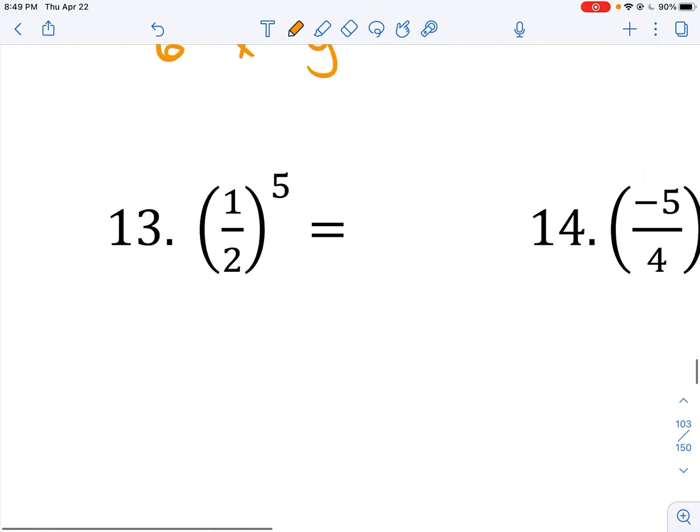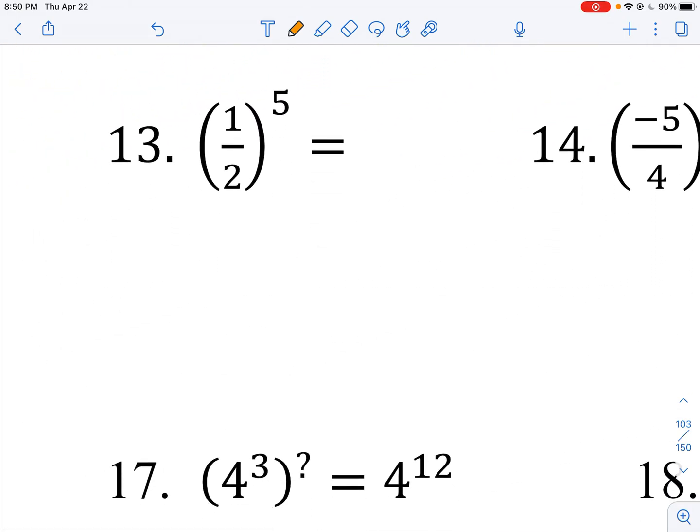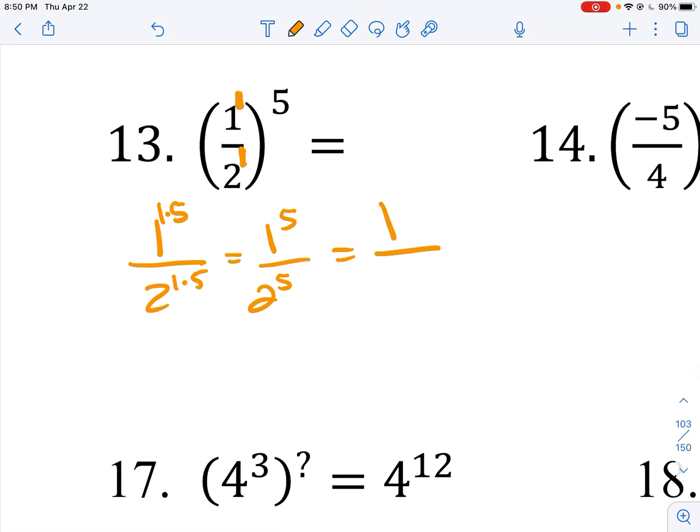Okay. This one. There's an invisible 1 here and an invisible 1 here. 1 to the 5th, 1 times 5 power over 2 to the 1 times 5 power. So I'd get 1 to the 5th over 2 to the 5th. 1 to any power is going to be 1. And then 2 to the 5th is 32.